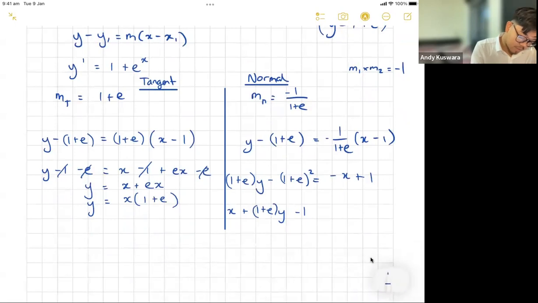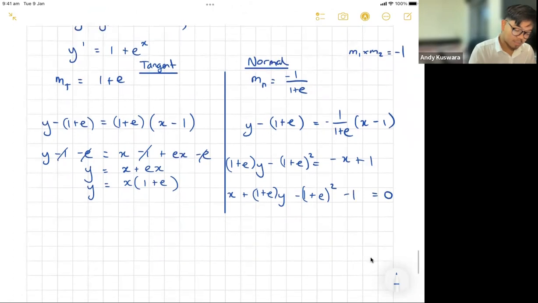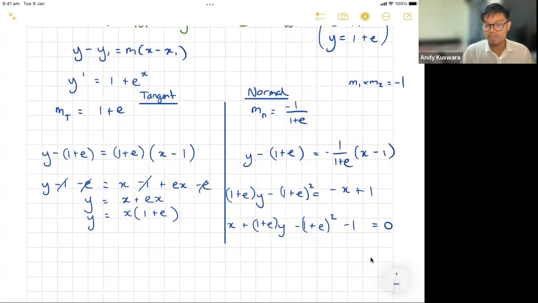Minus 1 plus e squared minus 1 equals 0. If I really wanted to, I could expand it out, but I'm happy to leave it there for the time being. Okay, so that's tangent, that's normal.